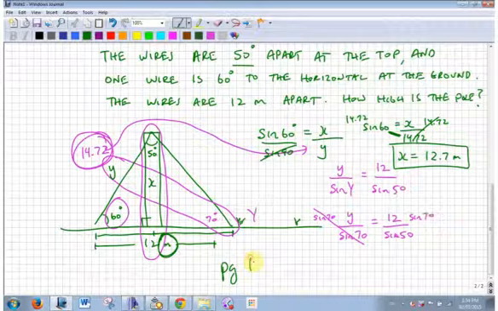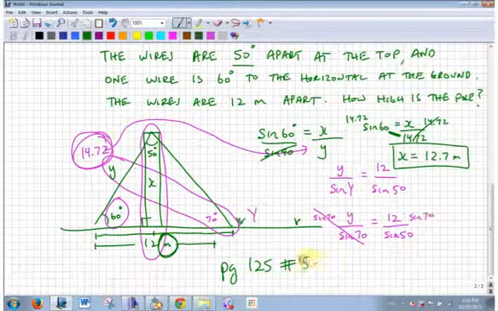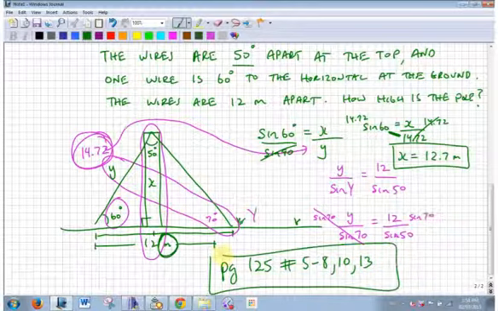Okay, page 125. You already did 1 to 4. I'm adding some more: 5 to 8, 10, 13, and a quiz tomorrow. And then we're moving into cosine law, which is going to be a little trickier. So make sure you get this stuff down good.